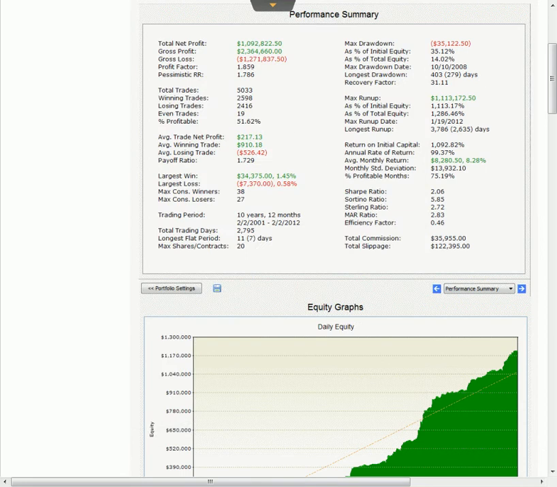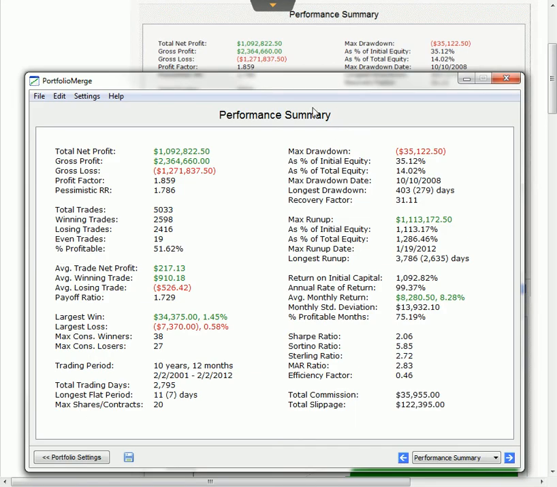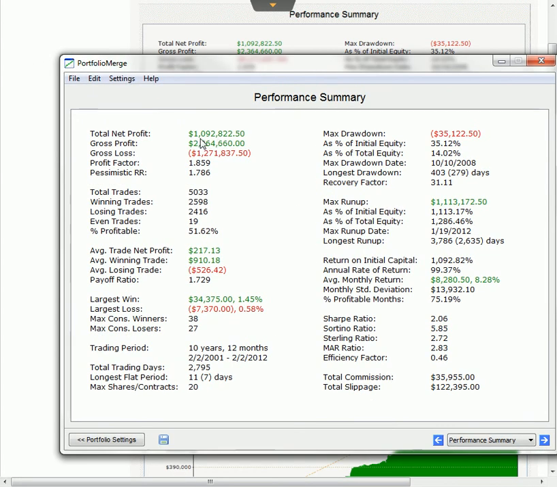But in a lot of those models, you can see right here, we'll pull up the performance summary. As you can see, these numbers, 1,092,000, are the same here. So this is a platinum reserve.